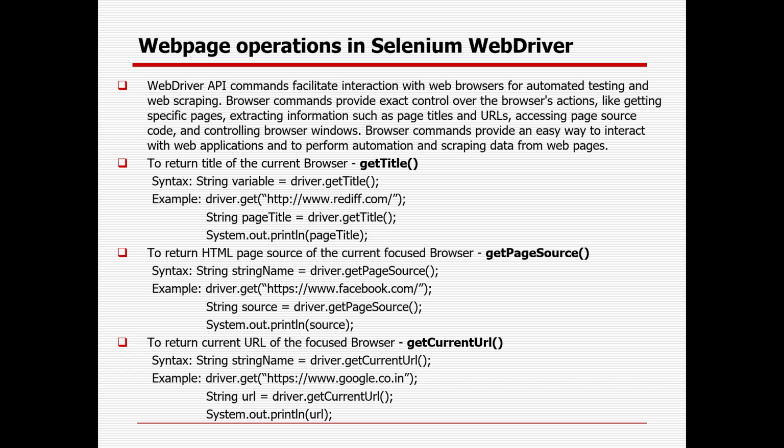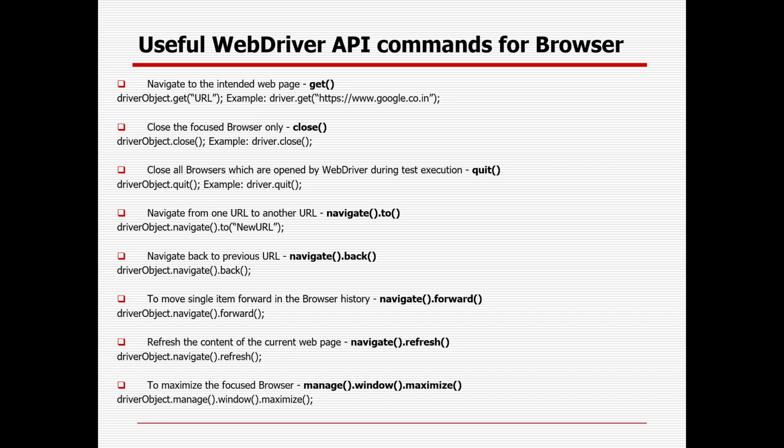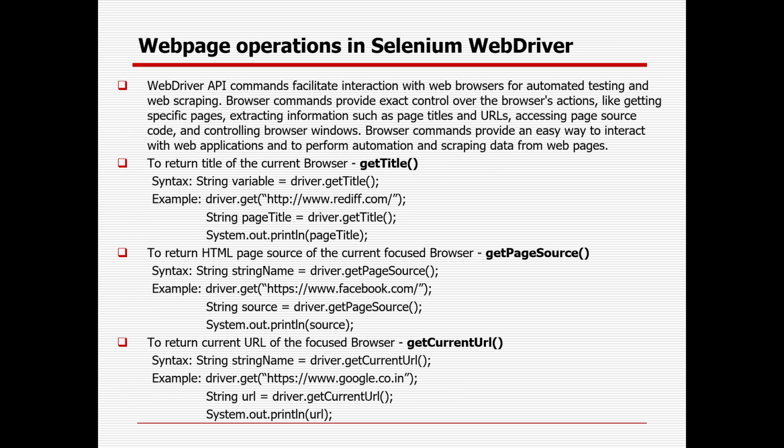Browser commands provide an easy way to interact with web applications and to perform automation and scraping data for web pages. And these API commands are constant because they come from the WebDriver interfaces. So they will be constant for ChromeDriver, FirefoxDriver, EdgeDriver, SafariDriver, etc. So what are the important API commands available? getTitle, getPageSource, getCurrentUrl, and then get, close, quit, navigate.to, navigate.back, navigate.forward, navigate.refresh, and manage.window.maximize. These are the important API commands available to deal with the browser.